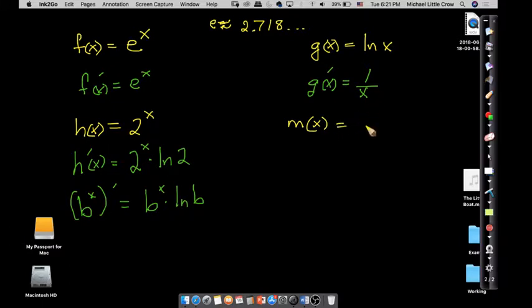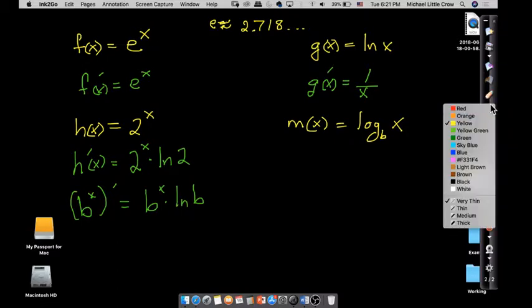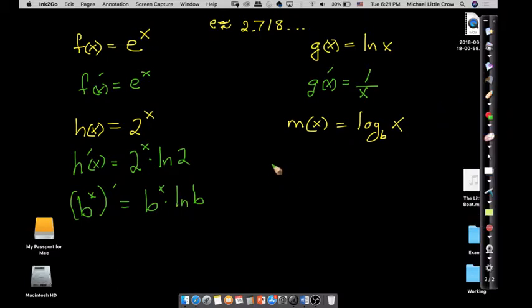So if we have a logarithm other than the natural log, say log base b of x, when we take this derivative, we get sort of the same thing. We get 1 over x. But then we're going to multiply by 1 over what? Good, close, but not just b. The natural log of b.